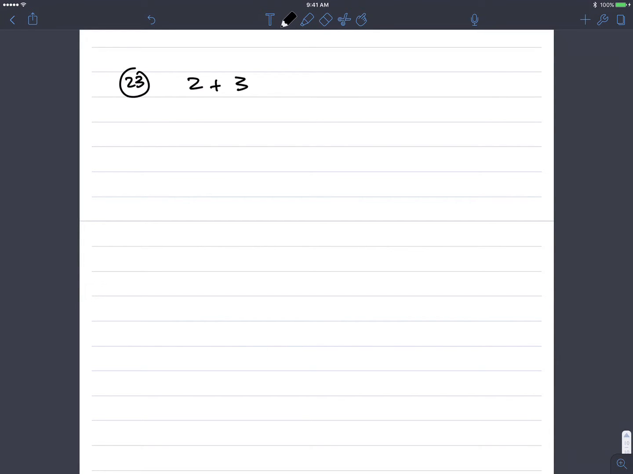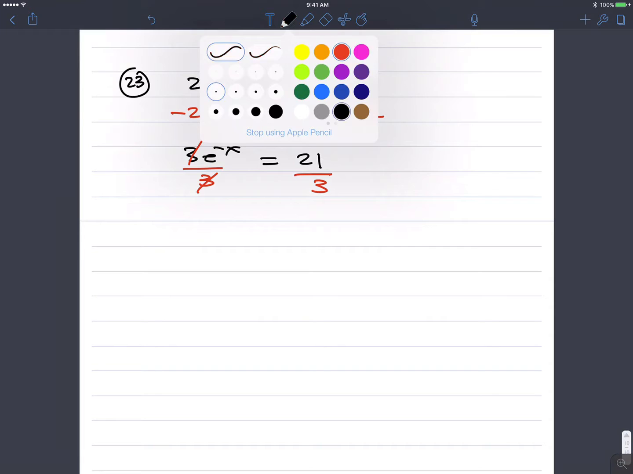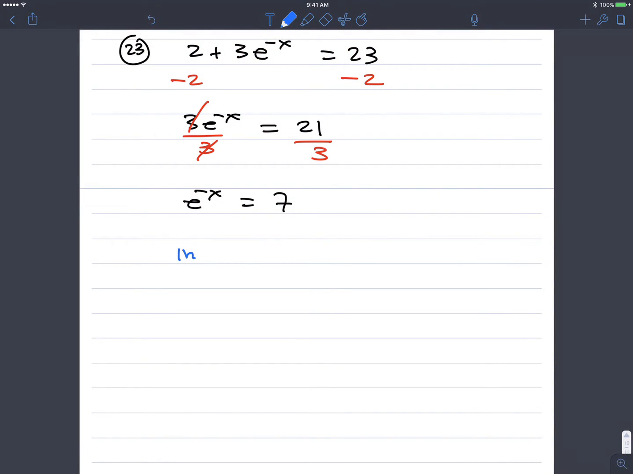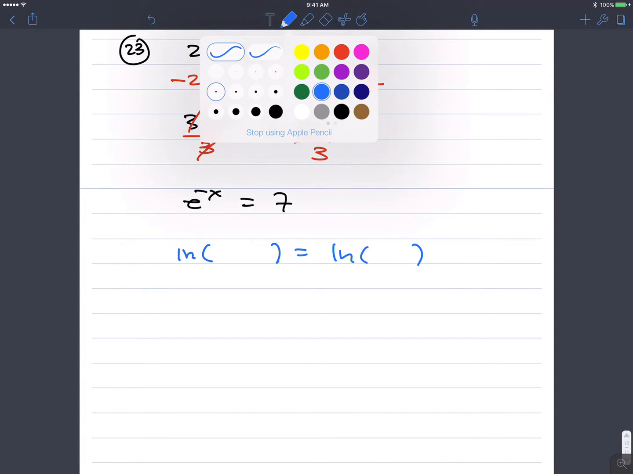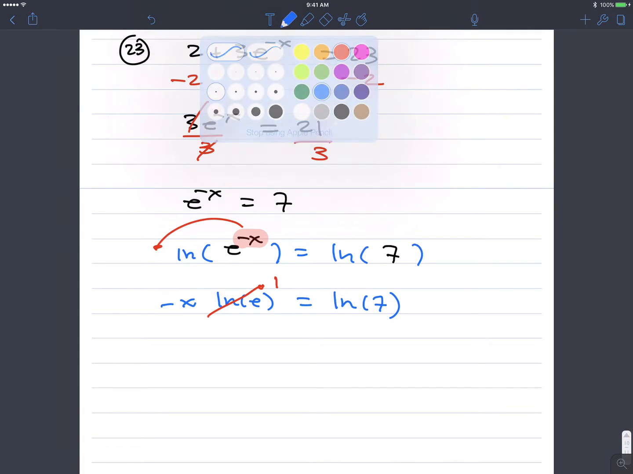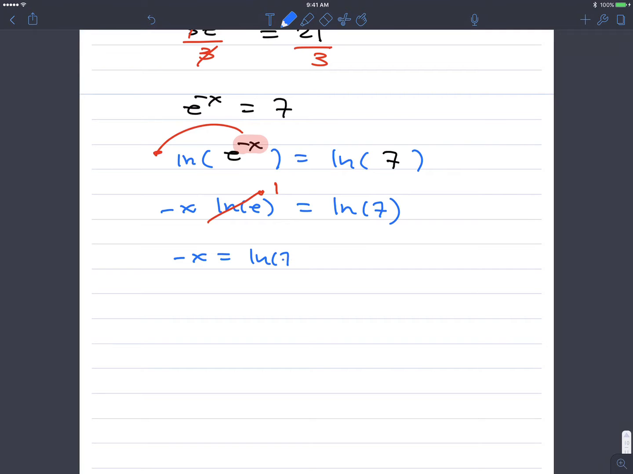23. 2 plus 3 e to the minus x is 23. We're going to subtract 2 from both sides. 3 e to the minus x is 21. Divide both sides by 3. We end up getting e to the minus x is 7. So the natural log of the left equals the natural log of the right. e to the minus x, 7. Properties of logs, pull out the minus x. Negative x, natural log of e is the natural log of 7. Natural log of e is 1. And so we end up with negative x being the natural log of 7.